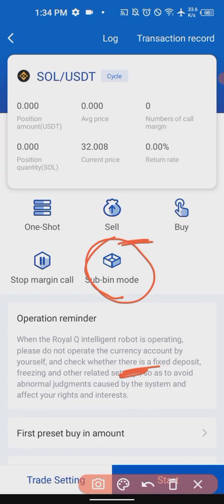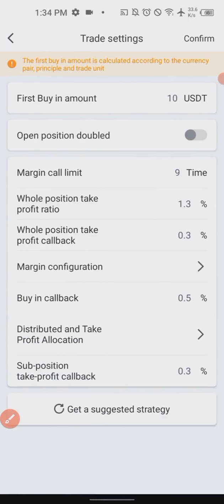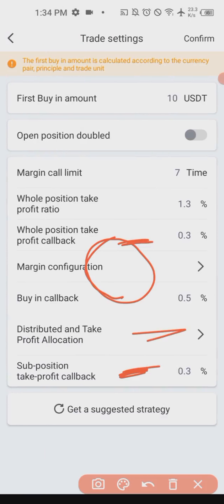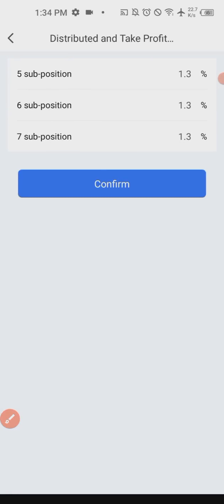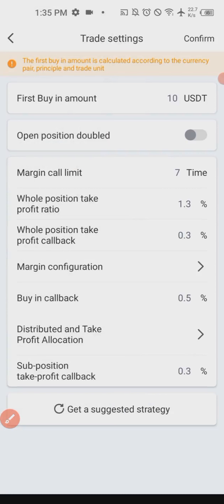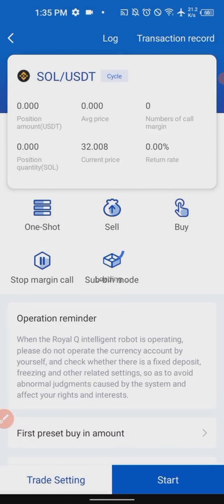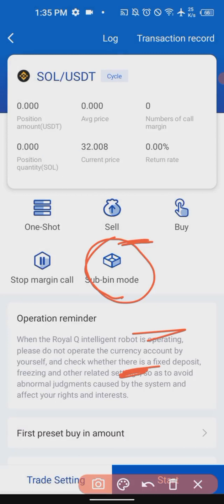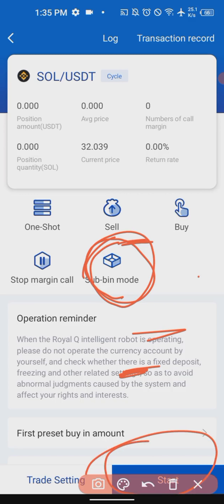Let me go back to trade setting. So this new feature of distributed allocation, this one that will distribute your fifth, sixth, seventh, and the rest, is what we call the sub-bin mode. So after setting that, to tell the bot that I want to use this new operation, this new feature, you click on sub-bin mode. After clicking on sub-bin mode, you click on start. Automatically, that trade has started for you.